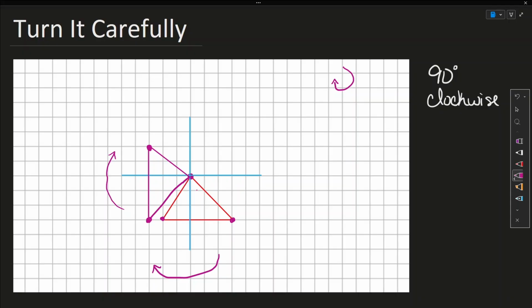This is a good moment to pause and remember. A rotation preserves distance, but it changes the orientation and the position.